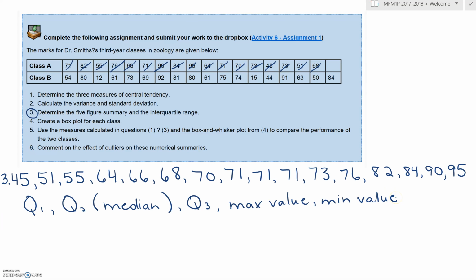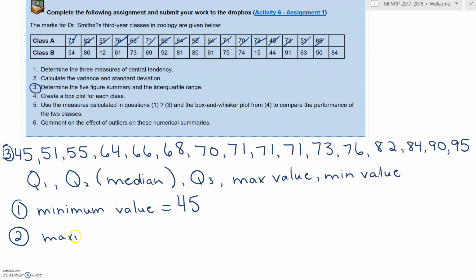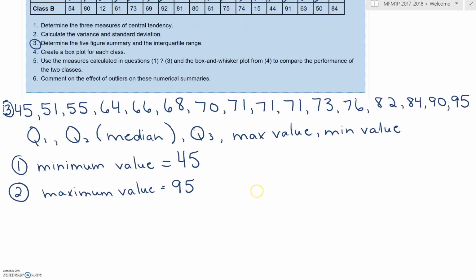Minimum and maximum are probably the easiest, so we'll start with those. For the minimum value, you just have to take a look. I would normally order my data first because you'll have to do that for Q1, Q2, and Q3. So you might as well order them and then look at the minimum value, which is equal to 45. The second figure is the maximum value, which is basically the same thing. You just look at your max value, which is 95, and move on to the next one.